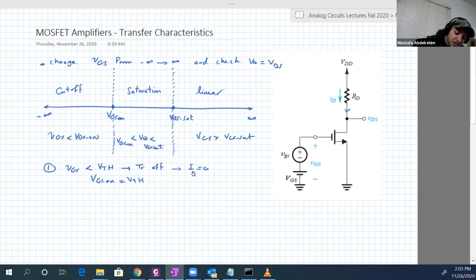So when we apply this here, we will find that VDS, which is VO, equals VDD minus ID RD. ID is 0, so this is basically VDD. So whenever the transistor is off, the output of that circuit will be VDD.